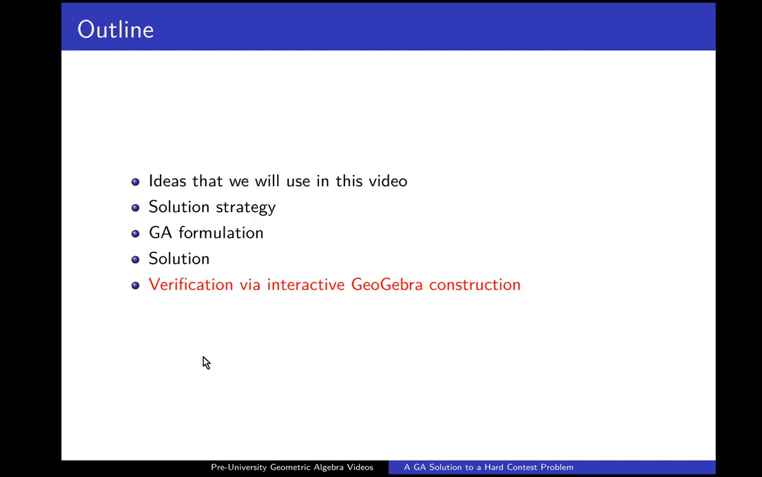And what we will do in this video is first go through the ideas that we're going to use in the solution. Then we'll formulate a solution strategy and present the geometric algebra formulation of the problem. Then go ahead and actually solve the problem, and I hope you'll stick around to see the verification of our solution via an interactive GeoGebra construction, which I really encourage you to try out.